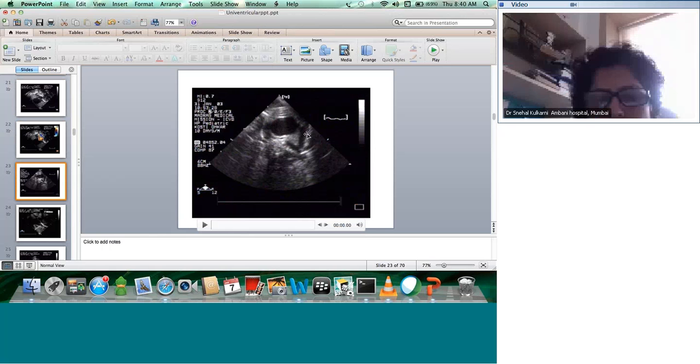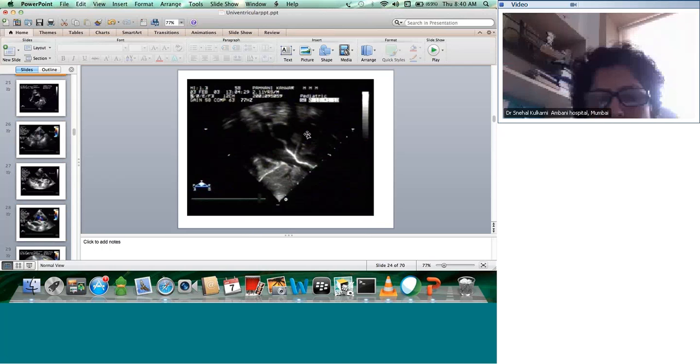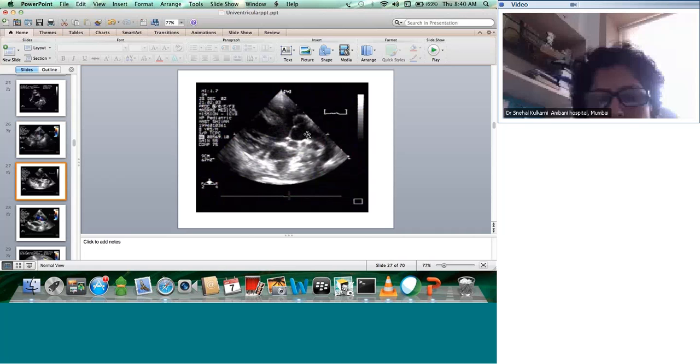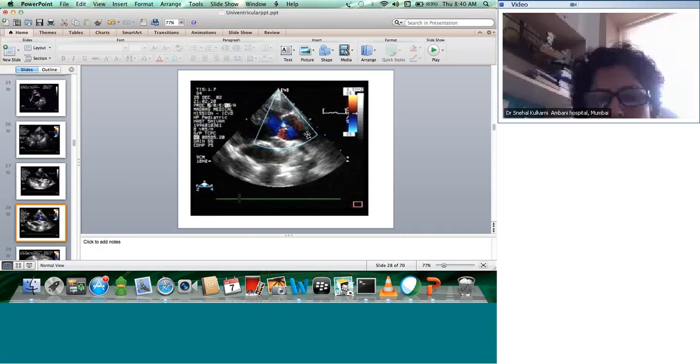bidirectional Glenn. This is a suprasternal view. Here are two SVCs. They need to do a bilateral bidirectional Glenn, and this information has to be accurately conveyed to the surgeon. And whether there are any additional aortopulmonary collaterals, because that again becomes an excessive pulmonary blood flow situation, and those collaterals need to be embolized prior to a bidirectional Glenn.